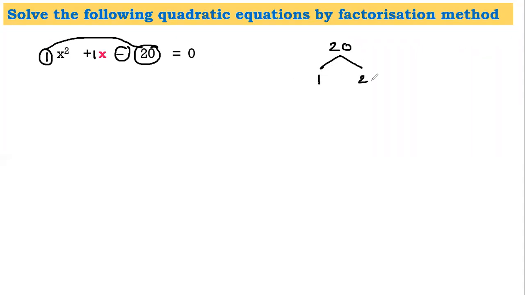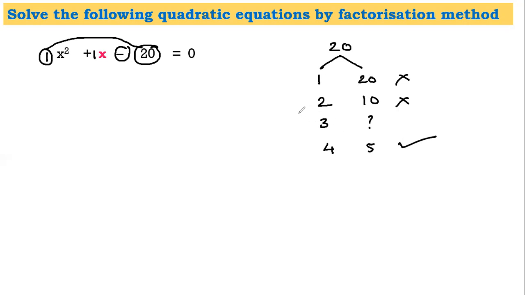So 1 into 20. 20 minus 1 is not 1. 2 into 10. 10 minus 2 is not 1. 20 is not divisible by 3. 4 into 5 is 20. And 5 minus 4 is 1.